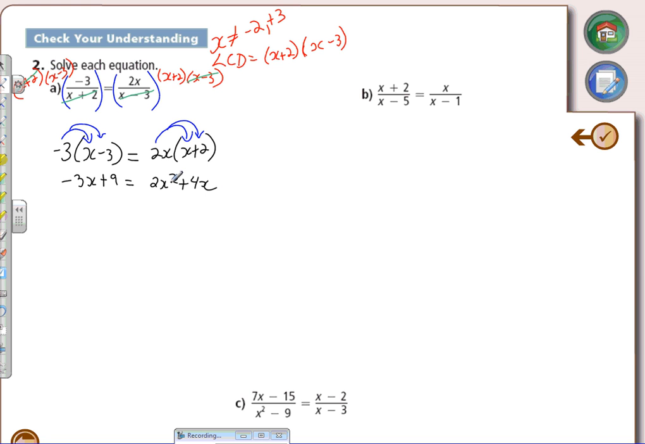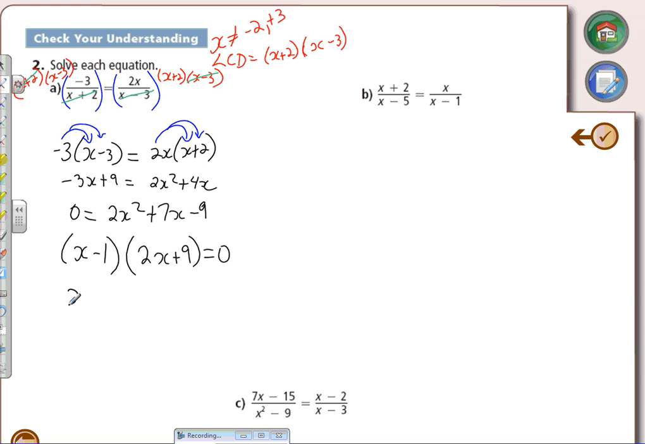Got a quadratic. As soon as you've got a quadratic, equate to 0 and factor. Take it so that your leading coefficient is positive. So 0, I'm going to take it over to the right: 2x squared plus 7x minus 9. And then we factor that. Again, if you're struggling with factoring, please get some help on that. Make sure that you do factor and you do get that same answer.